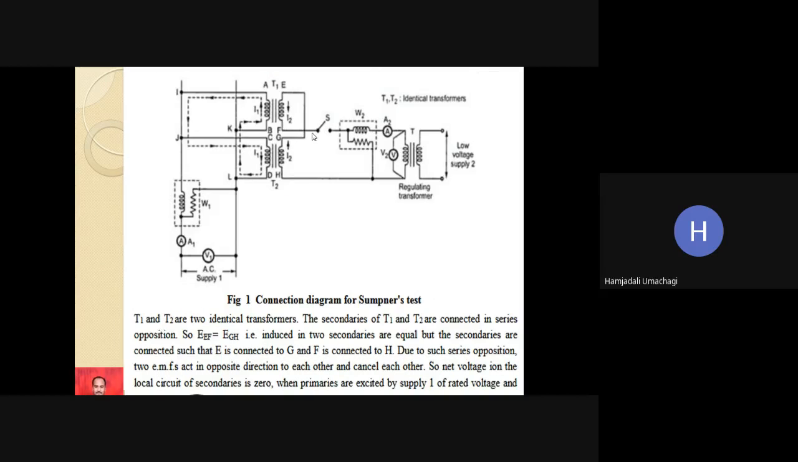Now, if it reads 0, the secondaries are in series opposition, and if it reads double the induced EMF in each secondary, it is necessary to reverse the connection of one of the secondaries. So if it is not 0, if it is double, 230 plus 230, that is 460, then we should interchange any one connection on the secondary side. And once again, we should check the polarity. If it is 0, then it is well and good. If it is not 0, then we should interchange any one connection of the secondary, only one. After interchanging, you should check once again. If it is 0, then our connections are correct.